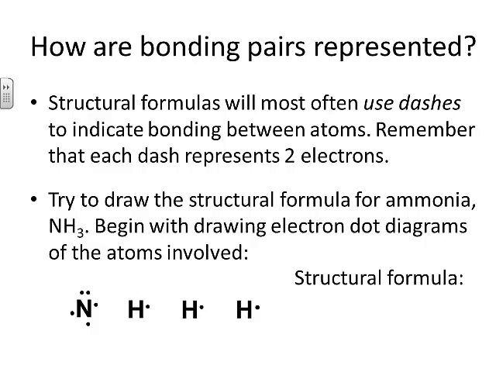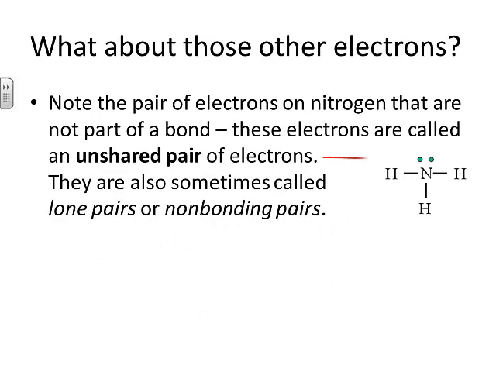So nitrogen, having the most electrons available for bonding, is going to be more at the center with things coming off of it. So nitrogen goes in the center, and it has an unshared pair. It has 3 places for hydrogens to bond. And so the structural formula for ammonia would look like this. Now, there were other electrons around nitrogen. There's a pair of electrons that are not part of a bond, and those electrons are called an unshared pair of electrons. Sometimes they're also called lone pairs or non-bonding pairs.